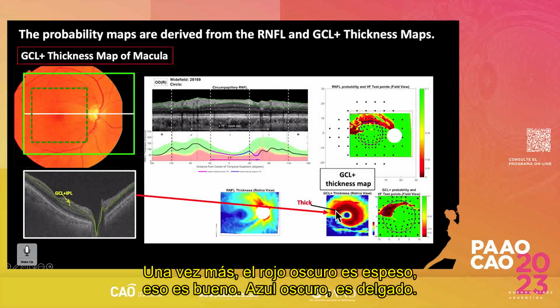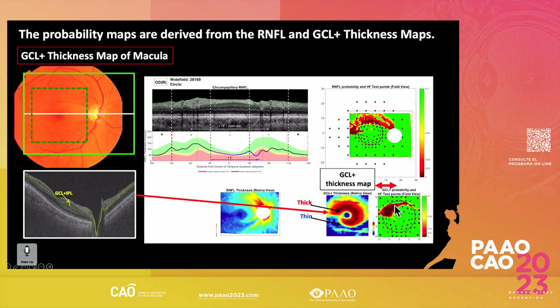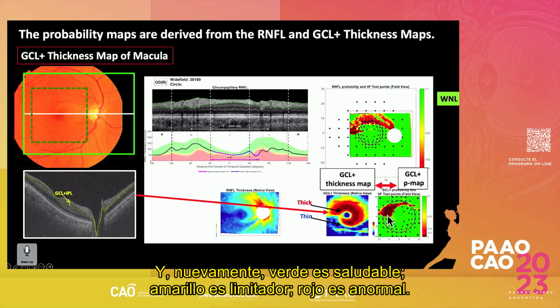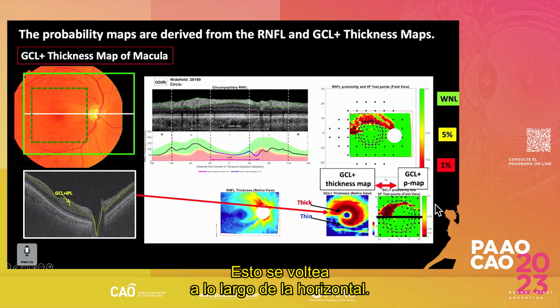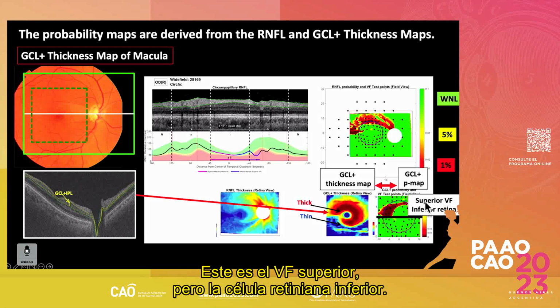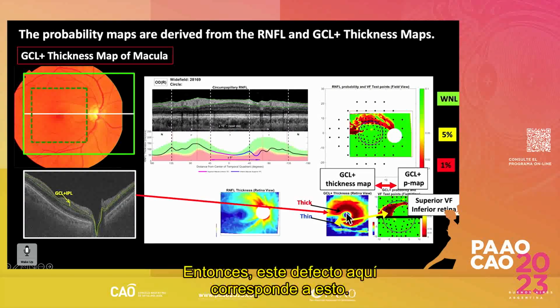Once again, dark red is thick, that's good. Dark blue is thin. It gets turned into a probability map, right? And again, green is healthy, yellow is cautious, red is abnormal. And this is flipped along the horizontal so that this is the superior visual field but inferior retina. So red is bad here, red is good here. So this defect here corresponds to this.